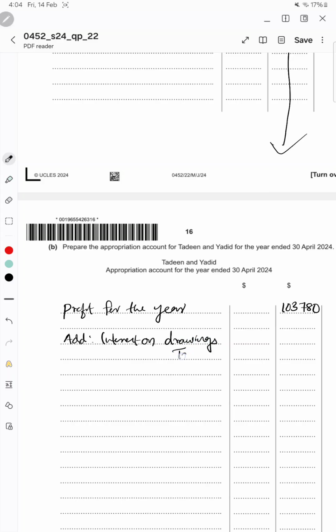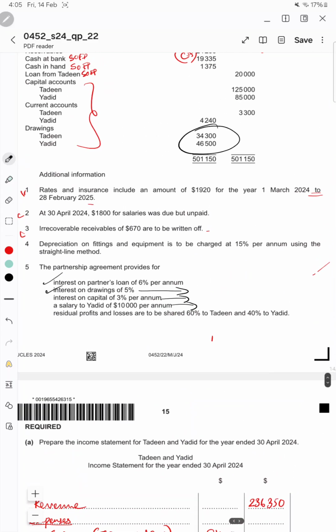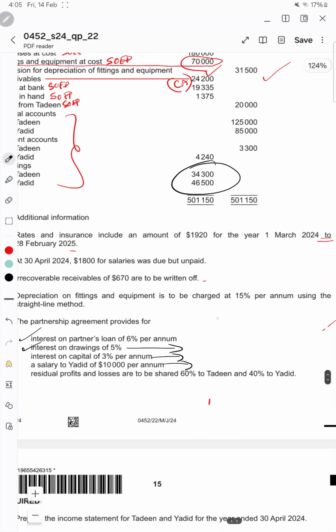Write the name of the partner, Tadin, and add it. So how will you calculate the interest on drawings? For Tadin it will be 34,300 into 5%. That is 34,300 into 5 divided by 100, which will be 1,715, isn't it? It will be 1,715.